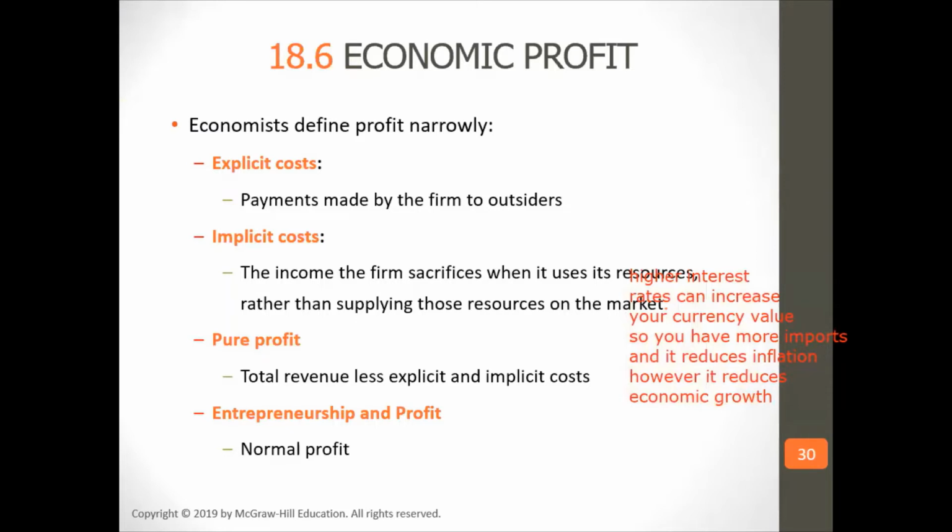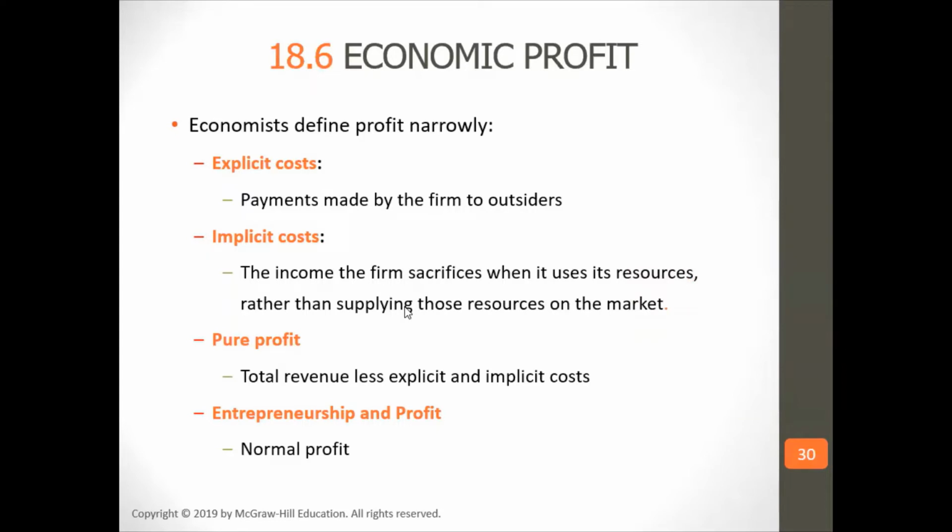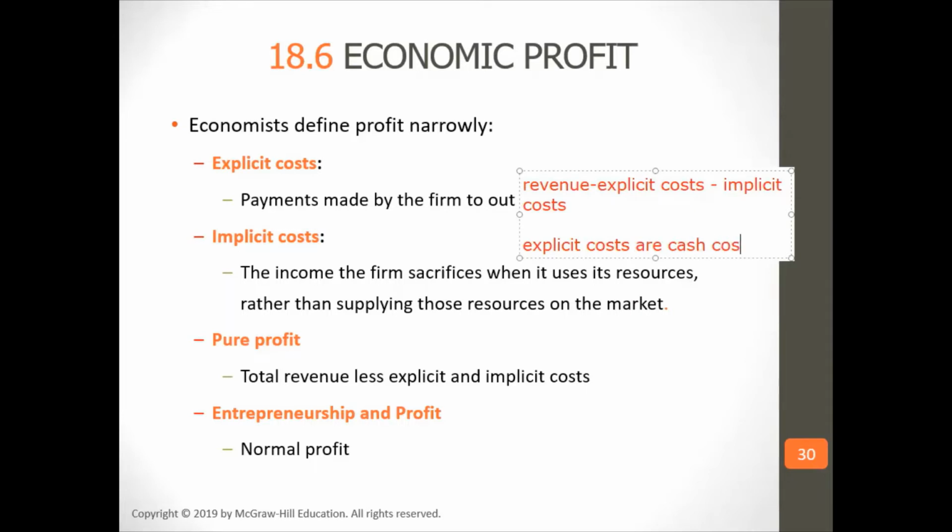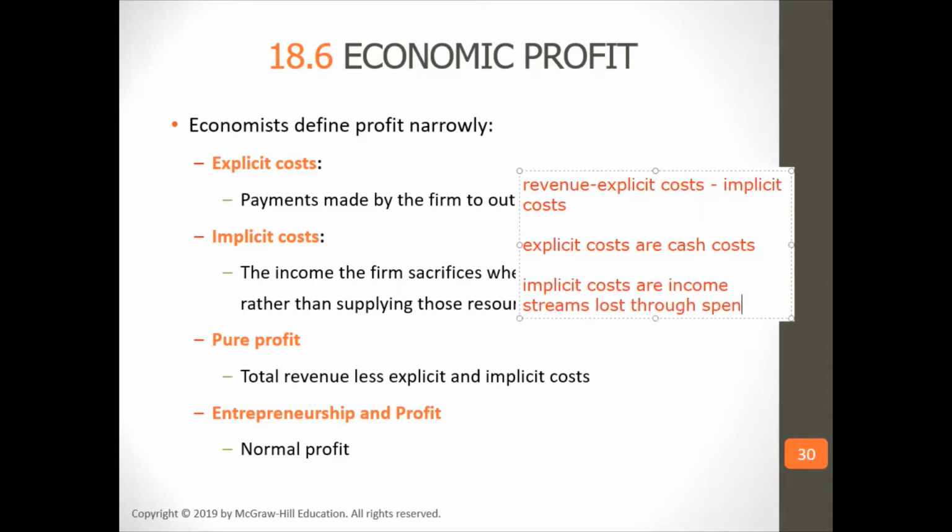And then also economic profit. For economic profit, it's revenue minus explicit costs and minus implicit costs. Explicit costs are cash costs, and implicit costs are income streams lost through spending your time with something else.